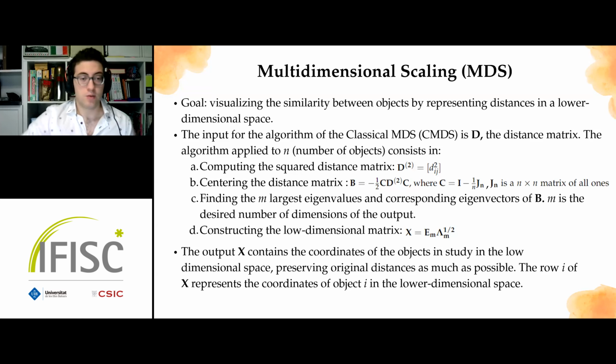The algorithm applied to n objects consists in squaring the distance matrix, centering the matrix, then taking the m largest eigenvalues and eigenvectors, and constructing with those eigenvectors and eigenvalues the output matrix. That is very important because row I of X gives the new coordinates in the lower dimensional space of object I. So we can reduce the dimensionality of something very high dimensional and still obtain a lot of information, right?